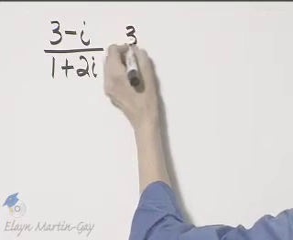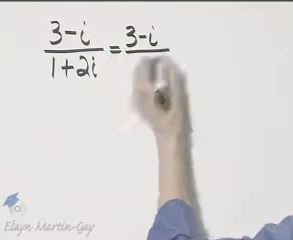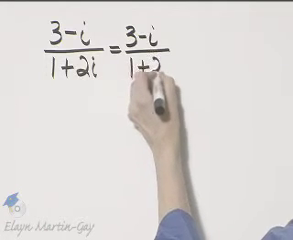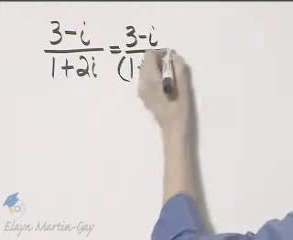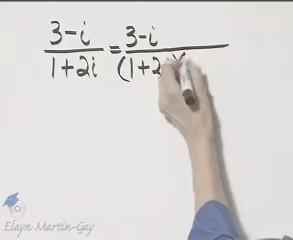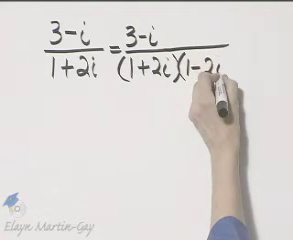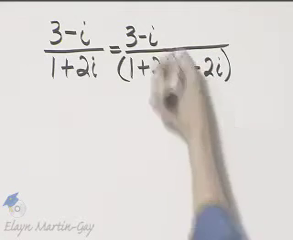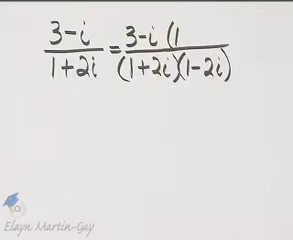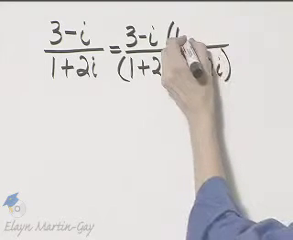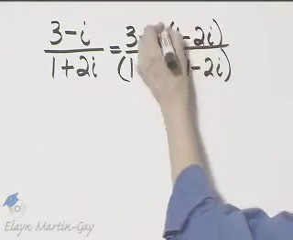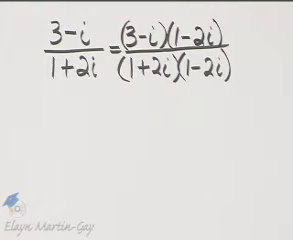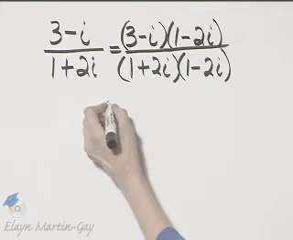Let's see what happens. I have 3 minus i over 1 plus 2i. What is the conjugate of the denominator? It's 1 minus 2i. Then I must multiply the numerator by the same thing, which is 1 minus 2i. Now let's see what happens as we multiply.